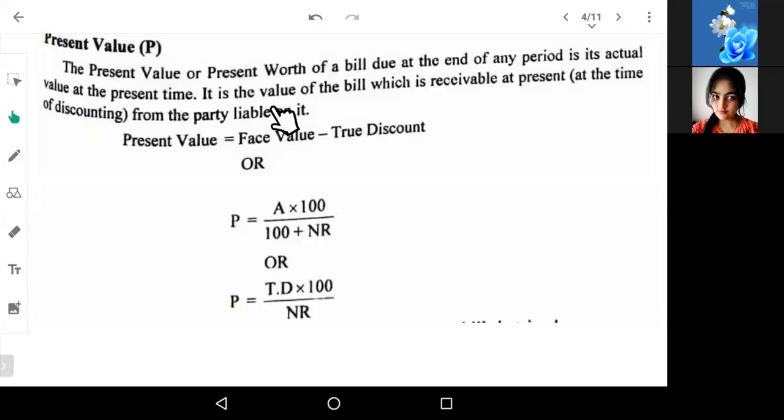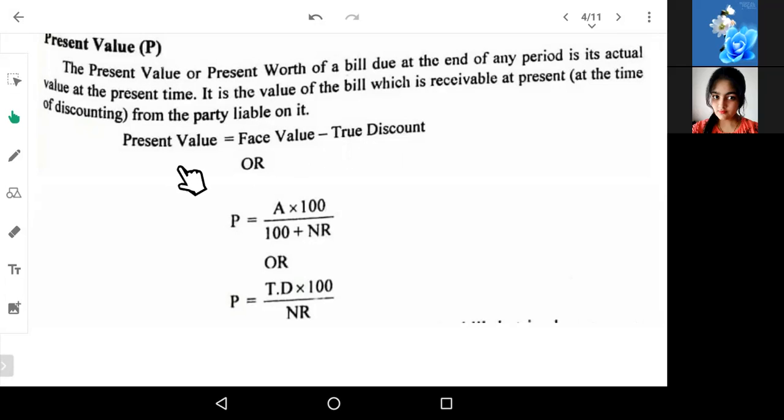It is the value of the bill which is receivable at present from the party liable on it. So whoever is liable to pay that bill, that is called present value. And on today's date, if we calculate, it will be the present value. So the formula for that is face value minus true discount. If you subtract true discount from the face value of the bill, you will get the present value of the bill.